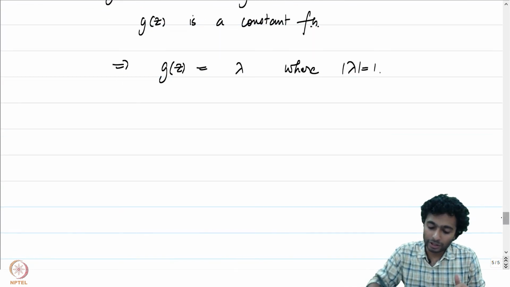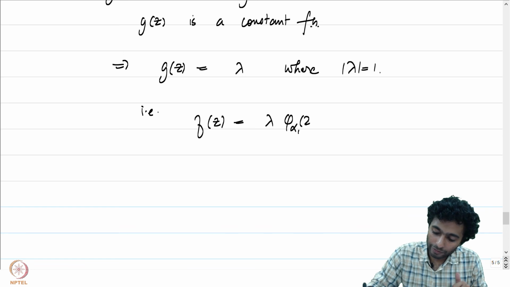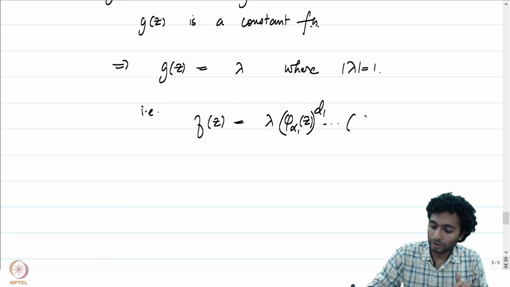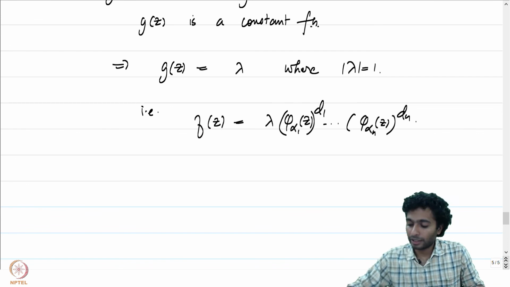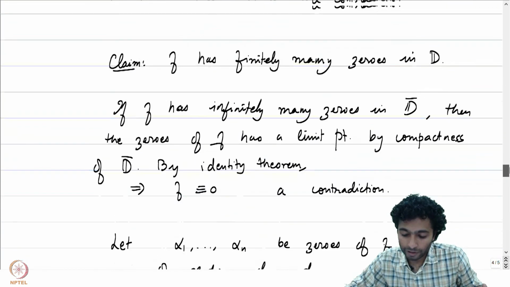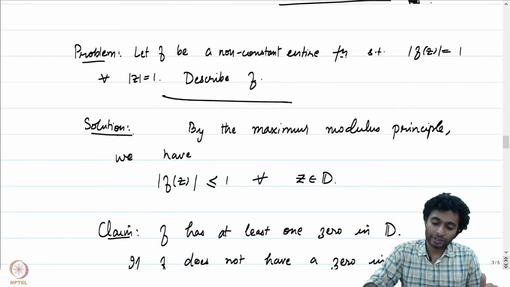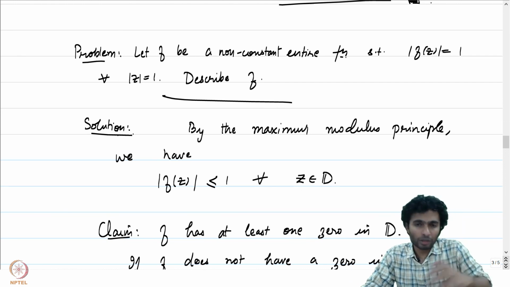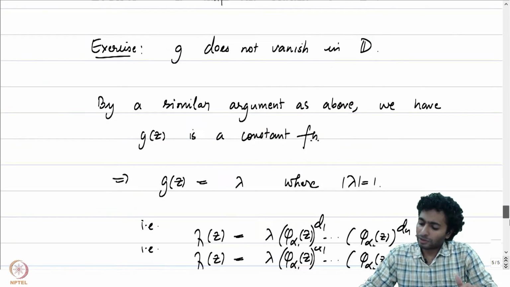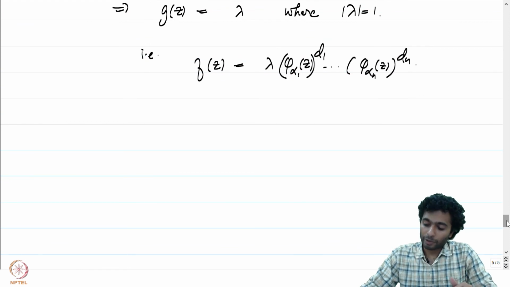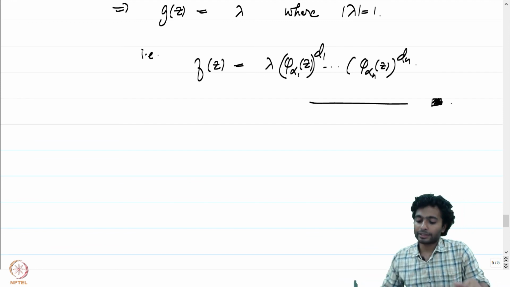Therefore, what do we know? We know that f of z is equal to lambda times phi alpha 1 of z to the power d1 all the way up to phi alpha n of z to the power dn. So this is precisely the description of a function. Let me just recall for you what we were trying to do. We were trying to describe the function f, which is a non-constant entire function which preserves the unit circle. This is what is very classically known as the finite Blaschke products. Let me not go into more technicalities there. Let me stop here.